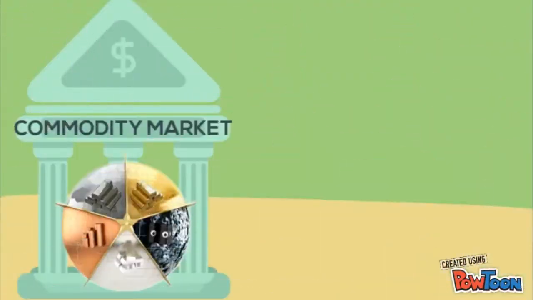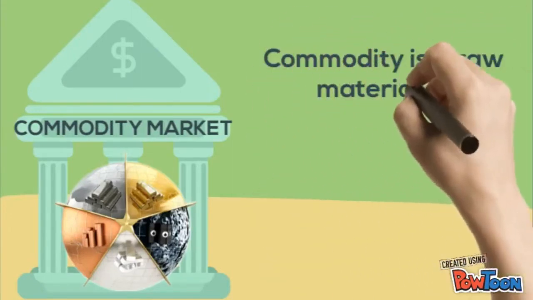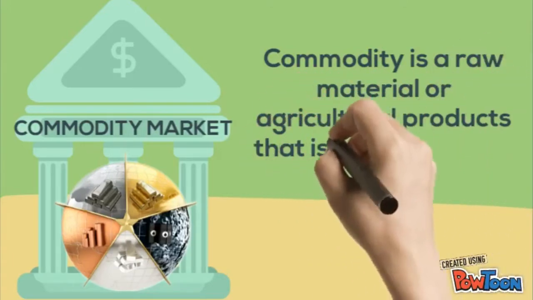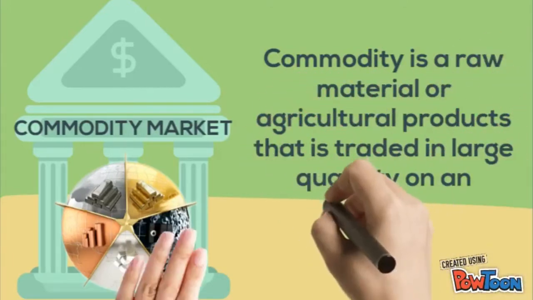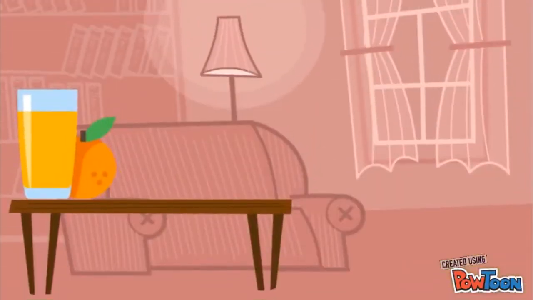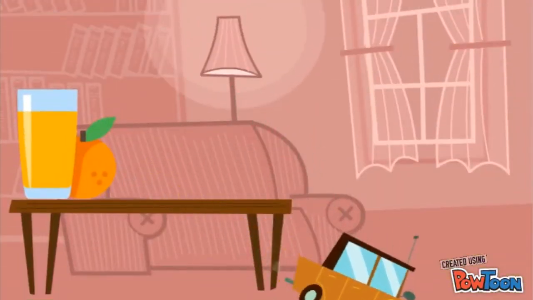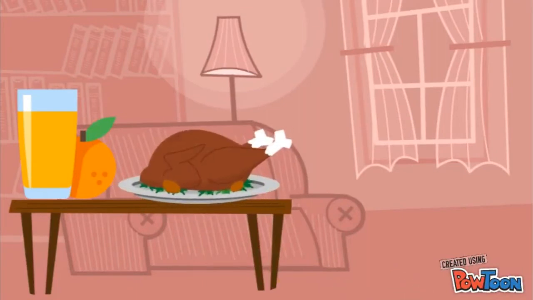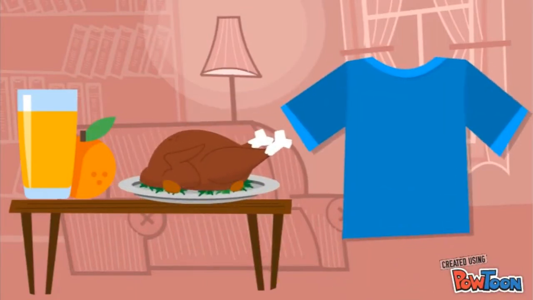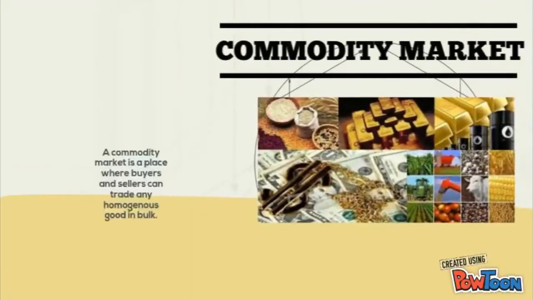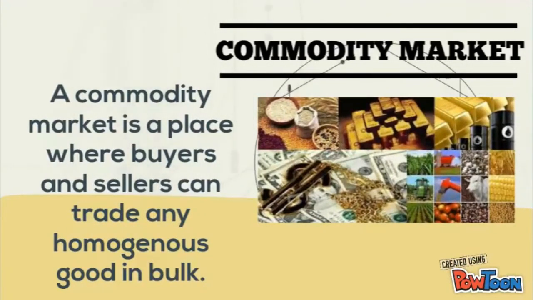Before we discuss commodity market, first let's find out what commodity means. Commodity is a raw material or agricultural products that is traded in large quantity on an exchange. The orange juice on your breakfast table, the gas in your car, the meat on your dinner plate, and the cotton in your shirt are all probably interacted with the commodities exchange at one point. A commodity market is a place where buyers and sellers can trade any homogeneous good in bulk.